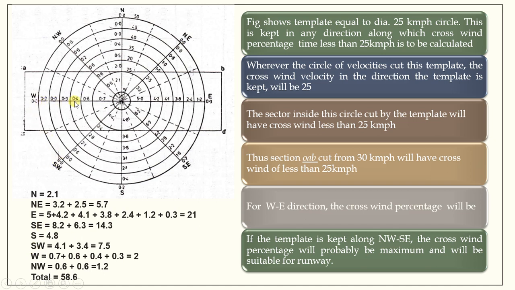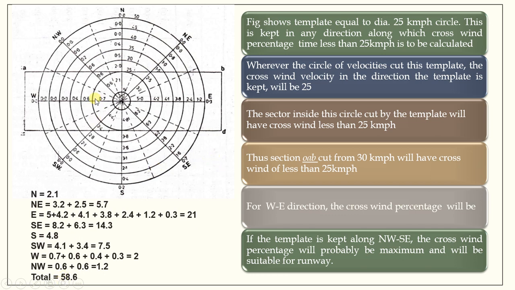West, similarly, all these values are going to come: 0.7 plus 0.6 plus 0.4 plus 0.3, and the others are 0, so it comes out to be 2. And then for northwest, it comes out to be 0.6, then again 0.6, so 1.2. If I add all these percentages for this particular west-east direction crosswind component, it is coming out to be 58.6.